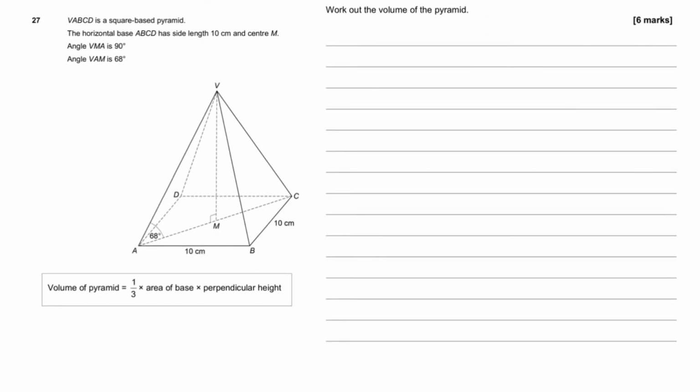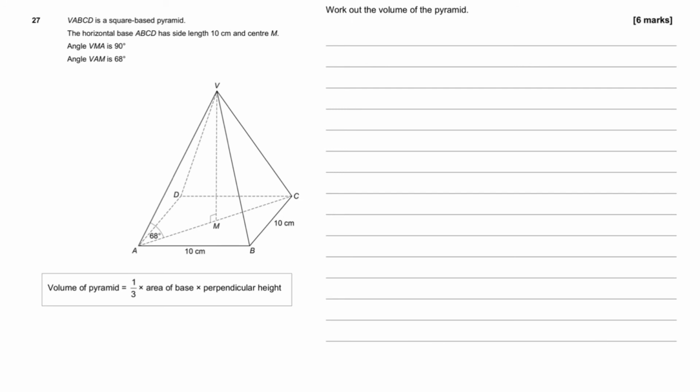So our last question says VABCD is a square base pyramid. The horizontal base ABCD has a side length of 10 centimetres and a centre M. The angle VMA is equal to 90 degrees. The angle VAM is equal to 68 degrees. Work out the volume of the pyramid.